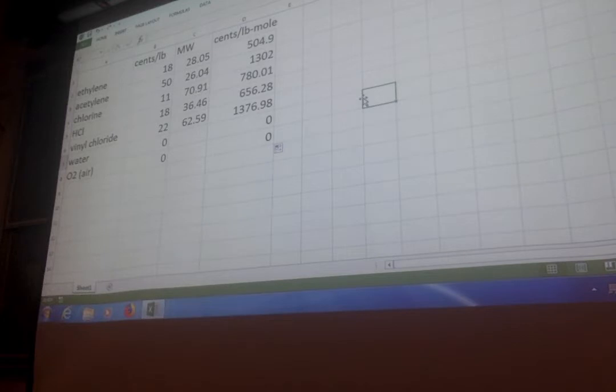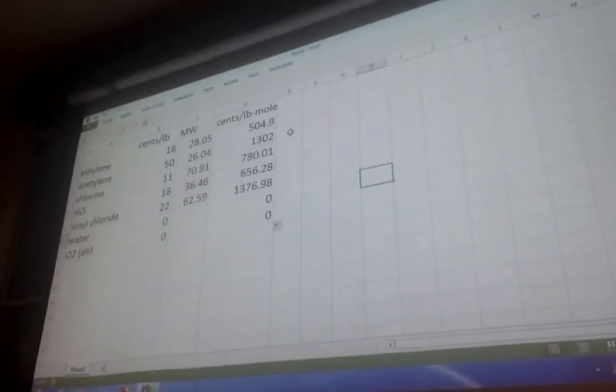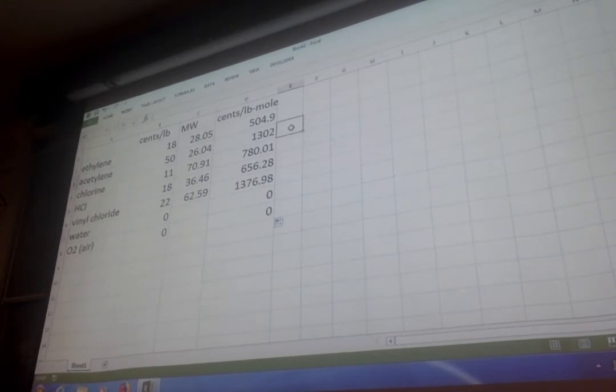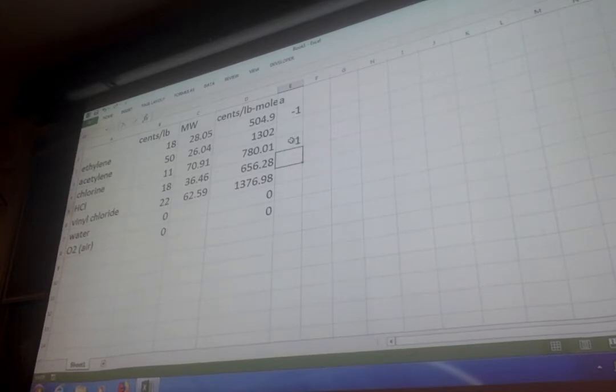And to judge a reaction, we have to multiply by the stoichiometry. We use the net reaction stoichiometry. So for candidate reaction A, what is the net reaction that we have? It's minus 1 for ethylene, minus 1 for chlorine. It gives us 1 mole of vinyl chloride and 1 mole of HCl.